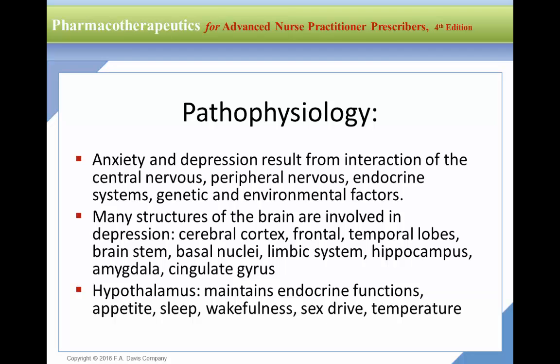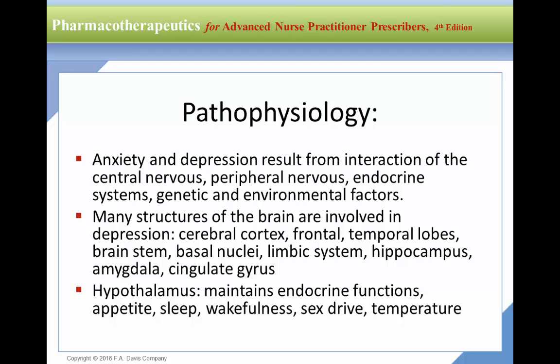However, beyond a certain level, anxiety causes dysfunction and undue distress. So at this point, it's not adaptive anymore. It will be maladaptive and is considered an anxiety disorder. So anxiety and depression basically result from the interaction of central, peripheral, endocrine, genetic, and environmental factors. It could occur in a wide range of physical and mental disorders, but it is the predominant symptom of several.